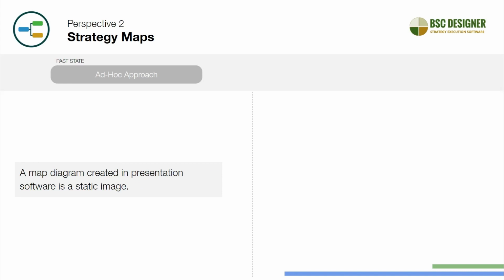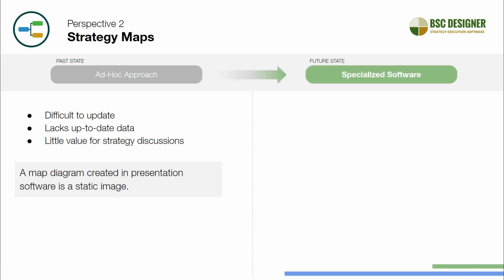Strategy maps are another pain point. A map diagram created in presentation software is a static image that is difficult to update with new insights and lacks up-to-date data. For this reason, it contributes little value to strategy discussions or presentations. In contrast, specialized software like BSC Designer uses the data from your scorecard to automatically generate a strategy map. There is no need for manual drawing.